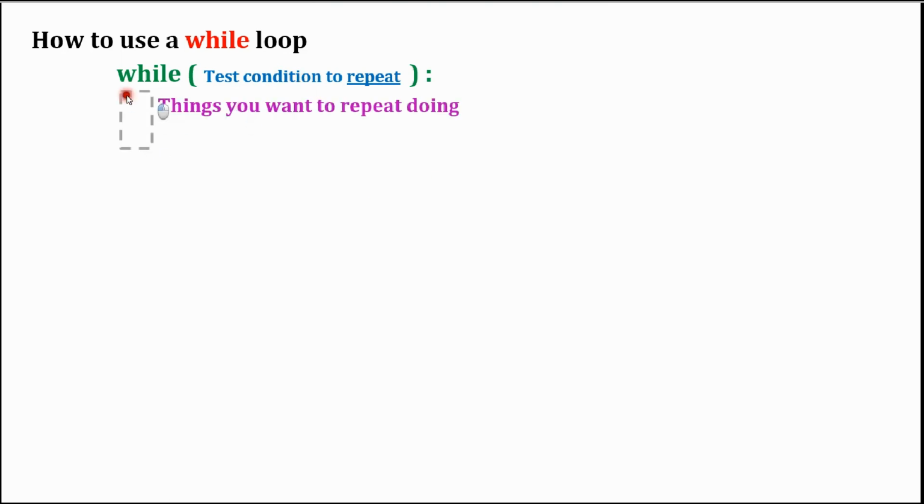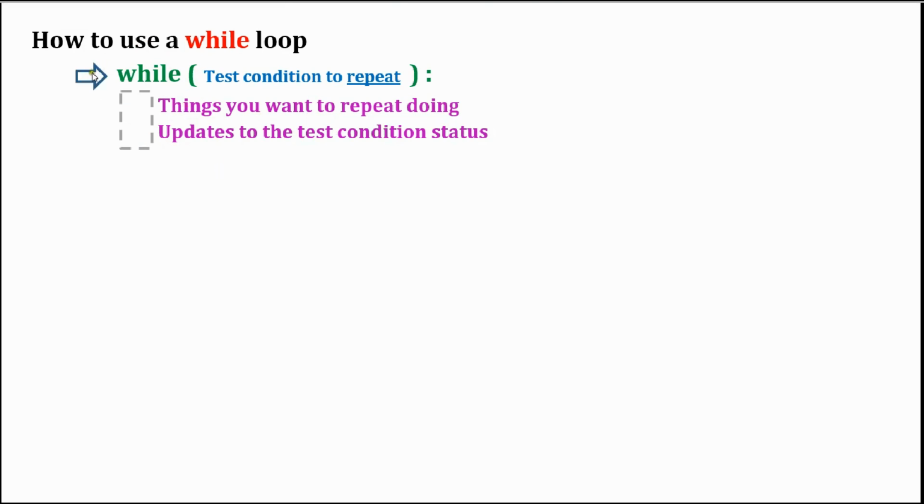Then we use some indentation, either a space or a tab, and put in the things we want to repeat. We will also need to specify some updates to the test condition status so that after going through the update, you will go back and check whether there's a need to repeat executing the body of the while loop.